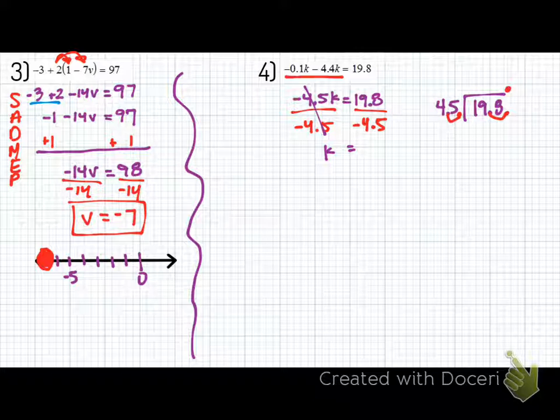45 goes into 198 how many times? A little bigger. Too big. 4 times. Good. 4 times 45 is 180. Bring that down. I get 4.4. Okay. Answers up. Let me see. Yep. Oh, is it negative or positive? Let's see. Let's finish it up for me.